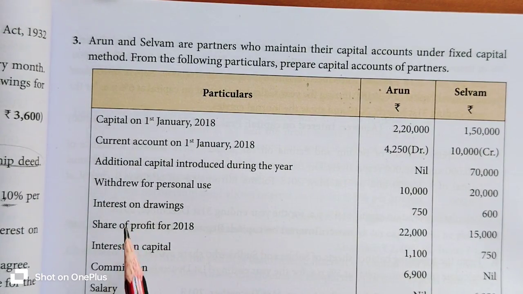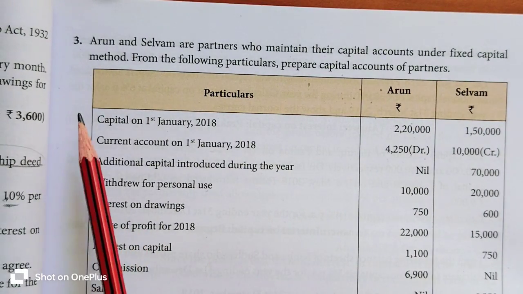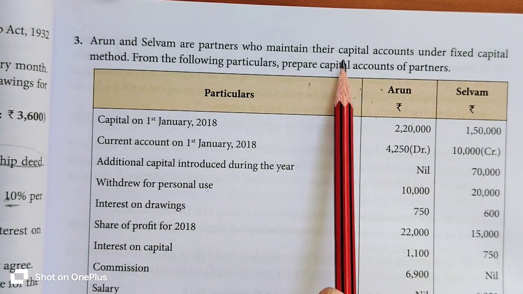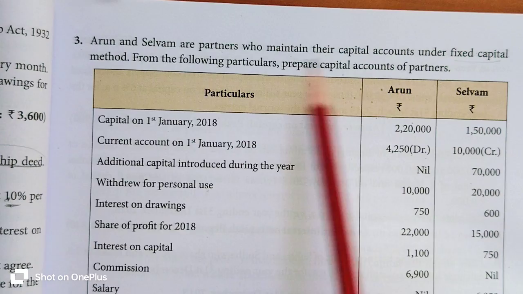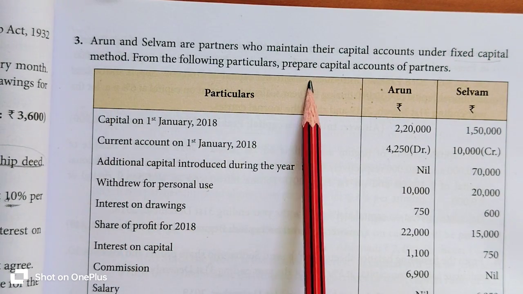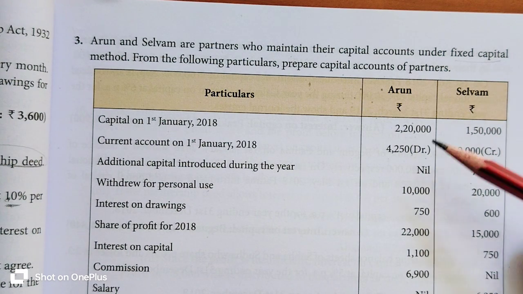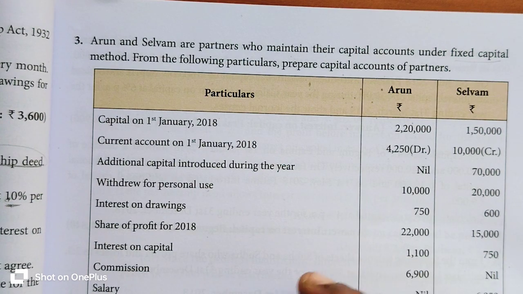Hi students, 12th Standard Accountancy, Chapter 3, Exercise Sum number 3. Arun and Selvam are partners who maintain their capital accounts under fixed capital method. From the following particulars, prepare capital accounts of partners. Arun and Selvam's details are given here. From this information, we are going to prepare the fixed capital method.